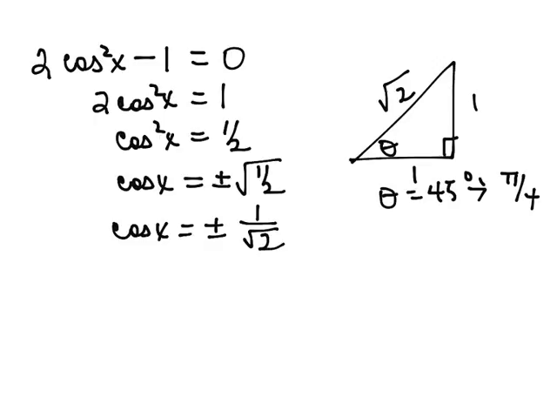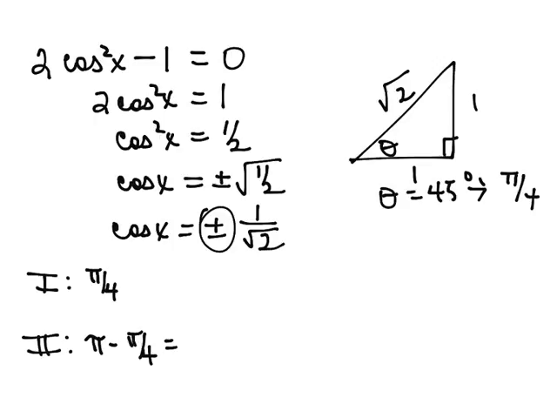This particular problem, if they had asked me to find the answers between 0 and 2 pi, would have 4 solutions because of the plus or minus. There are 4 quadrants in which cosine is positive or negative. So my first quadrant answer would just be pi over 4. My second quadrant answer would be pi minus pi over 4 using the rules we learned for reference angles, which if we get a common denominator would give us 3 pi over 4.